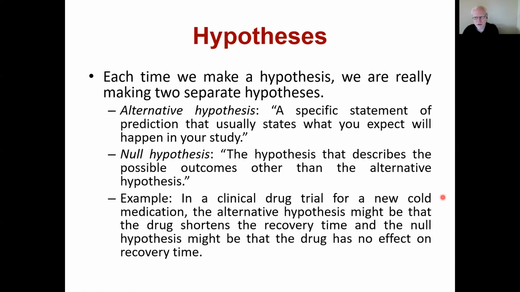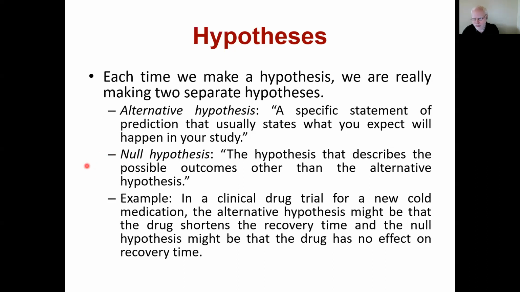Each time you make a hypothesis, we're really making two separate hypotheses. And so you would have seen this in QM, that when we're doing hypothesis testing, we're always looking at an alternative and a null hypothesis. So the alternative hypothesis is a specific statement of prediction that usually states what you expect will happen in your study. So cut interest rates, I expect consumer spending to go up. That's what I expect, because I expect that there's a relationship between them.